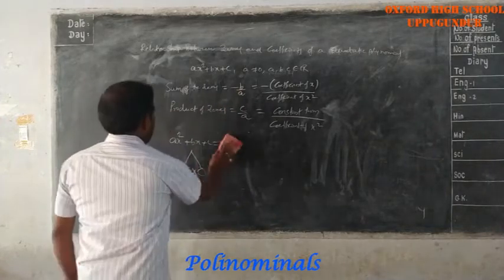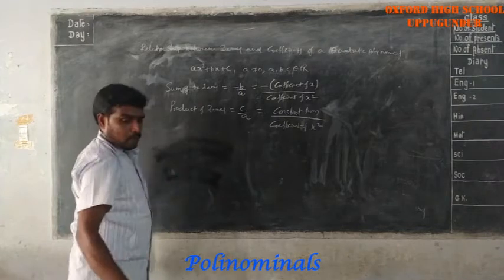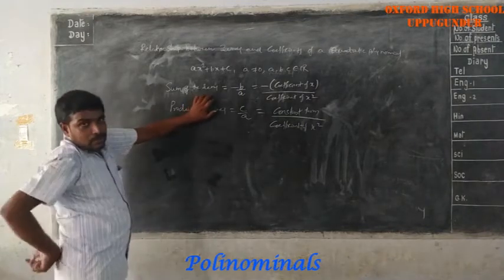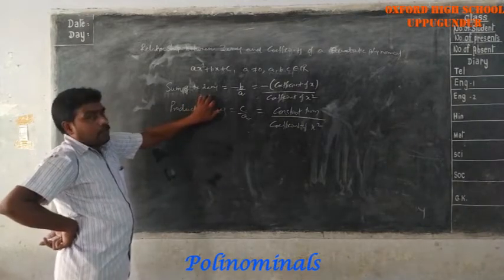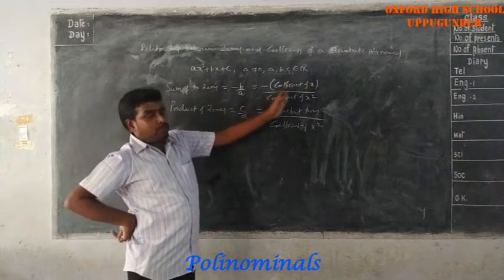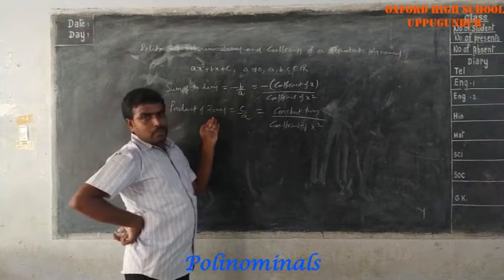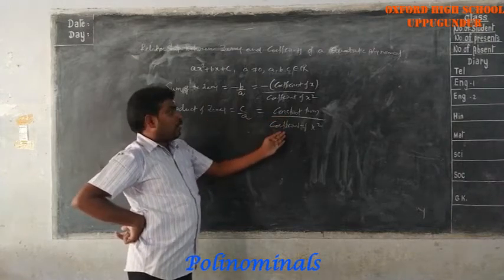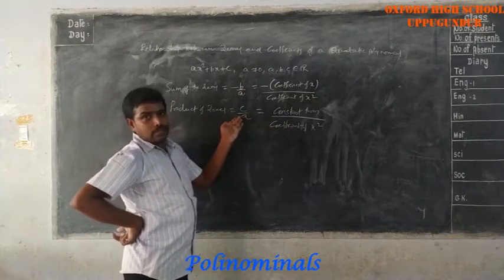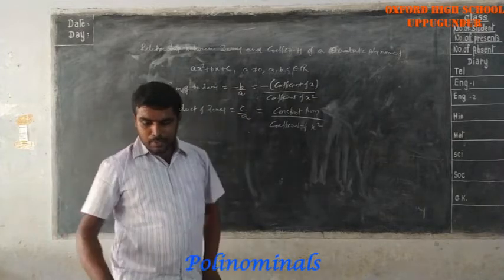So for the quadratic polynomial, what is the sum of the zeros? Sum of the zeros equals minus coefficient of x by coefficient of x square, that is minus b by a. Product of zeros equals constant term by coefficient of x square, that is c by a. They gave problems like this.